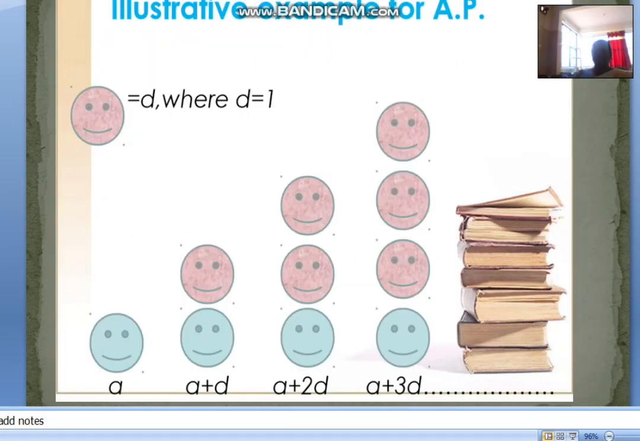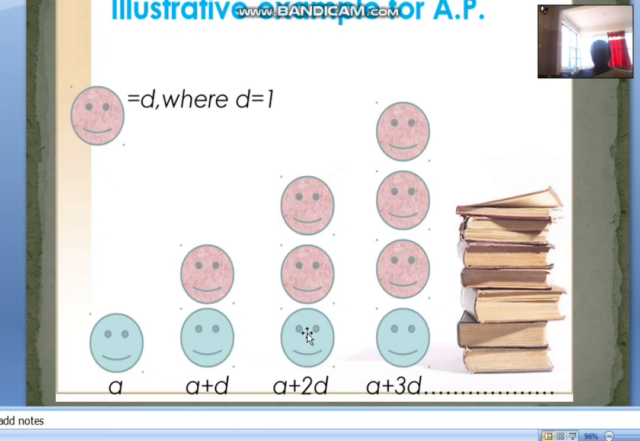So next we will go for an illustrative example for AP. How to write the general terms of an AP? First we take D, the common difference, and A as the first term of the AP. You add 1 D to the previous term, and you will get the second term, A plus D.